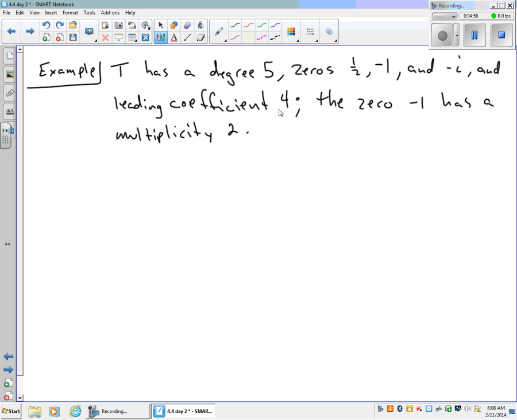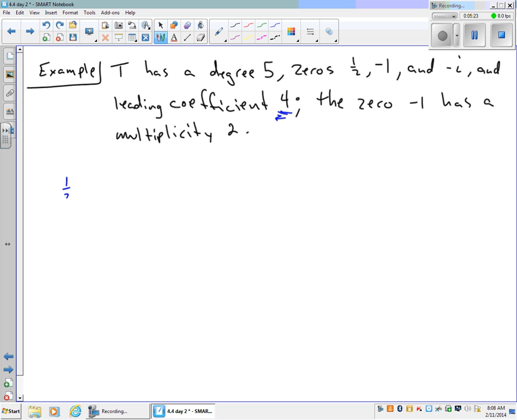And they gave us some other restrictions here. They want a leading coefficient of 4, so we need to keep that in mind. And they also say that the 0 of -1 has a multiplicity of 2. So what that means is when we make that factor, we need to square that factor. That's what a multiplicity of 2 means. It's going to have an exponent of 2 on that factor because there's 2 of those factors.